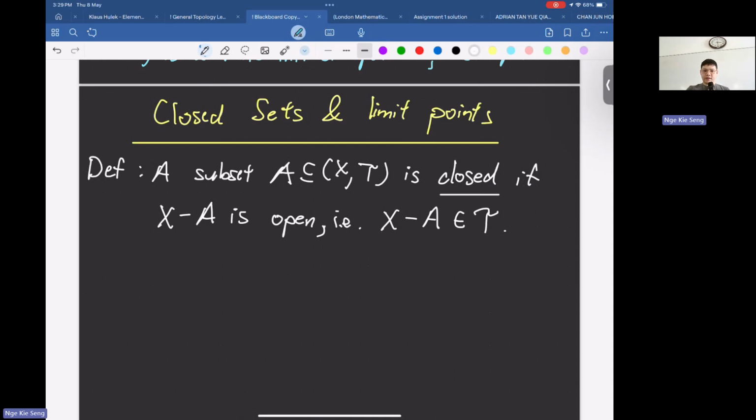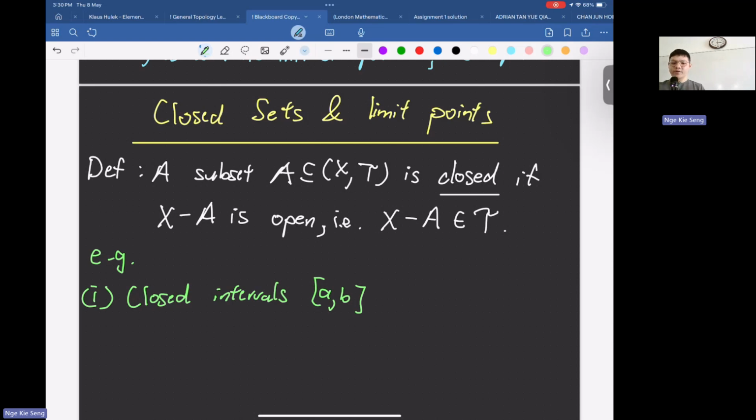I think we have a lot of examples. Let's do some warm-up examples first. For example, the closed interval. We say it is closed. Maybe in high school, you will just think, oh, because I take the endpoint, so it is closed. But now, can you write it as a complement? What's the complement of this closed interval here?